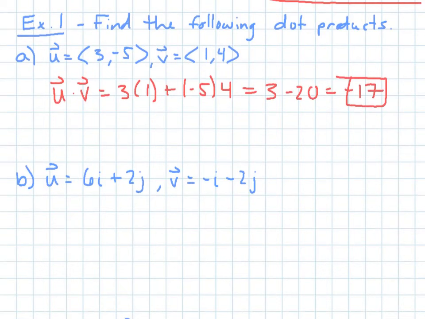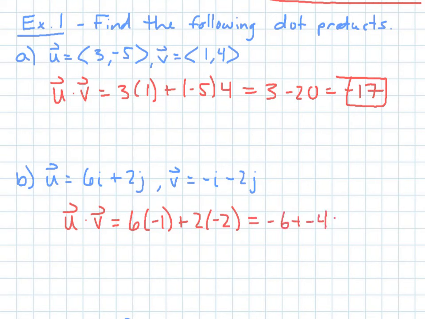Okay. If they're in ij form, do the same thing. Remember, the i's and the j's are detached from it, so I'm just looking at the values I'm multiplying. So here I'll take 6 times negative 1 plus 2 times negative 2. That gives me negative 6 plus a negative 4, which is negative 10.